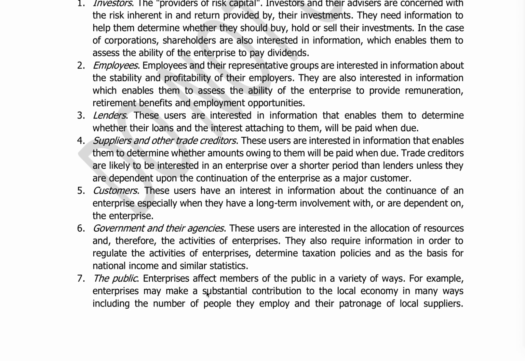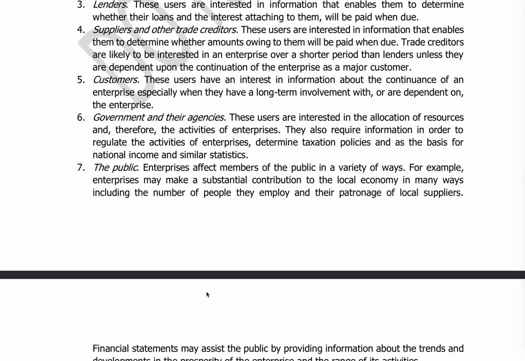Okay? Do you understand? Next, government and their agencies. These users are interested in the allocation of resources and therefore the activities of the enterprise. They also require information in order to regulate the activities of enterprises, determine the taxation policies, and as a basis for national income and similar statistics.